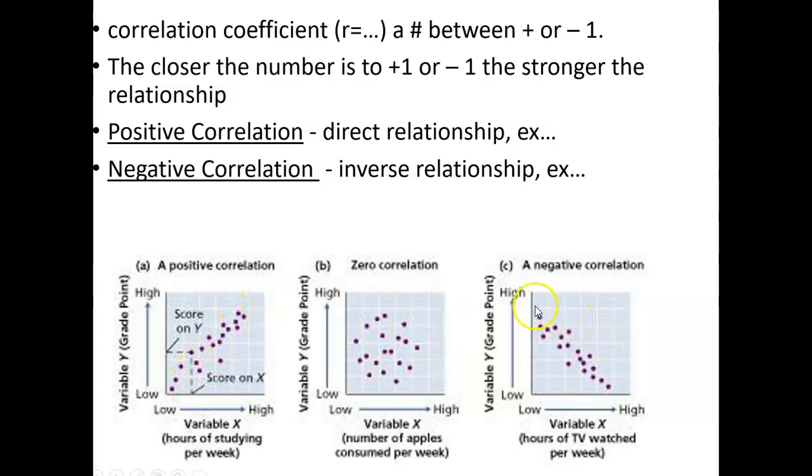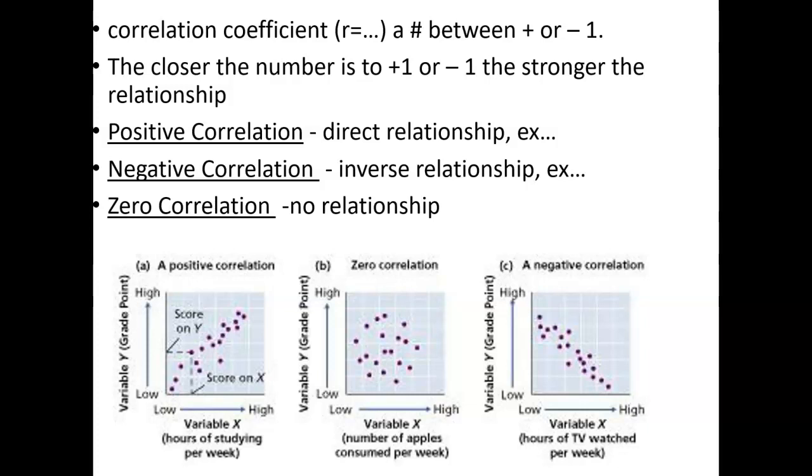A negative correlation has an inverse relationship. In other words, as one goes higher, the other goes lower. So we can see here that as the number of hours of TV watched per week goes higher, the grade point average gets lower.